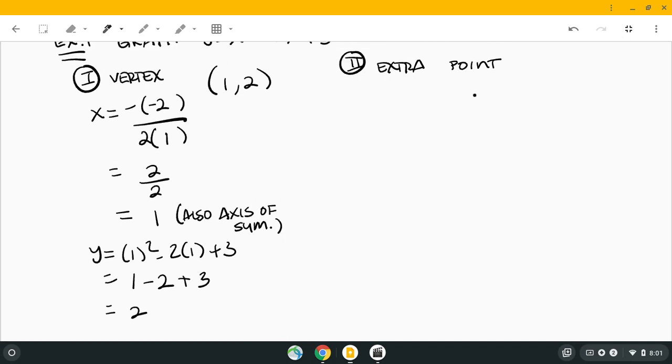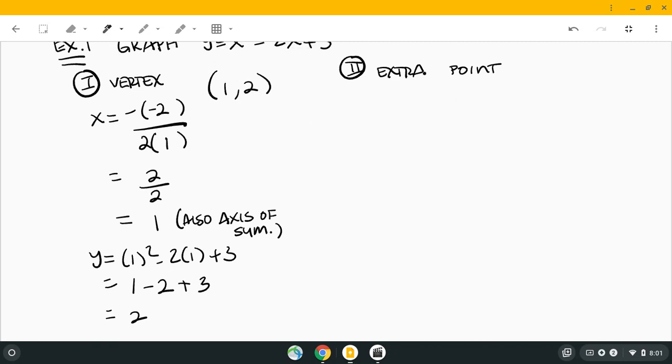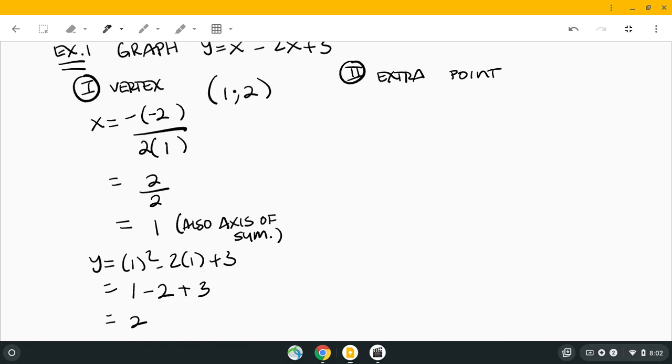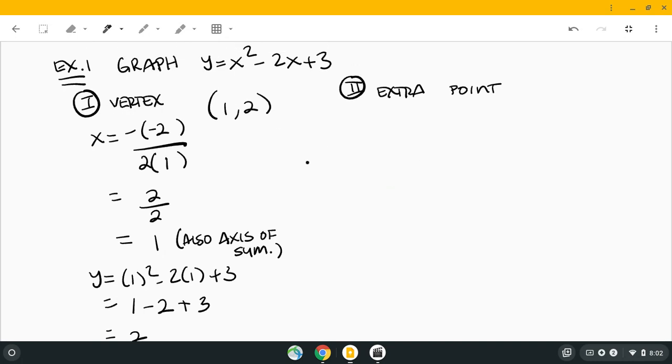All right, so we need another point, something that's different from (1, 2). The way you get your extra point is going to be random. You get to choose whatever x value you want. The only thing is you cannot choose this x value, because if you choose 1, you're going to get 2 for your y value, and this is not going to be an extra point. It's going to be the same point. So do not choose the same x value that you have here. 0 is always nice. But yes, you can choose whatever x value you want. If you want to choose 0, then choose 0. If you want to choose 1.75, then choose 1.75.